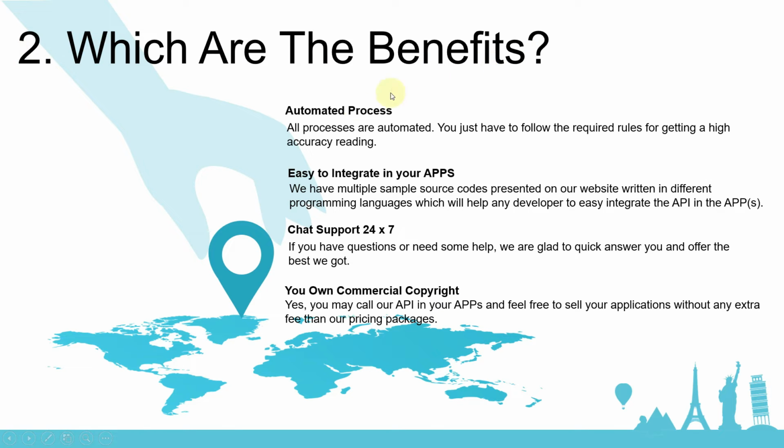Which are the benefits? Automated process. All processes are automated. You just have to follow the required rules for getting a high accuracy reading. Easy to integrate in your apps. We have multiple sample source codes presented on our website written in different programming languages which will help any developer to easily integrate the API in the apps.